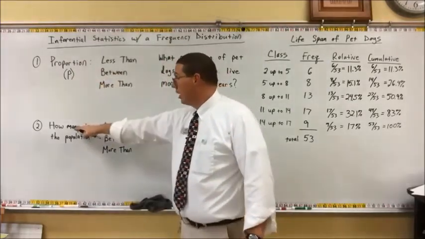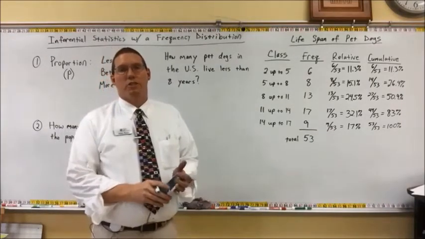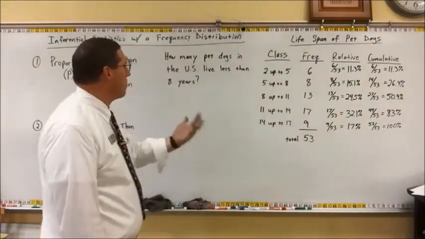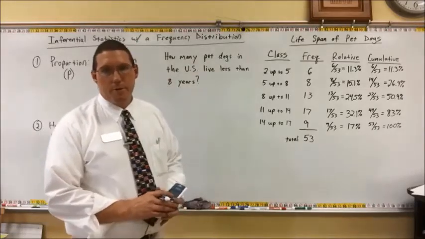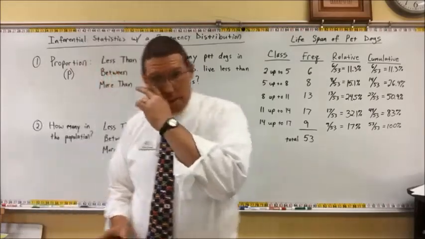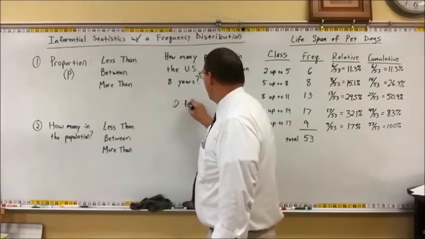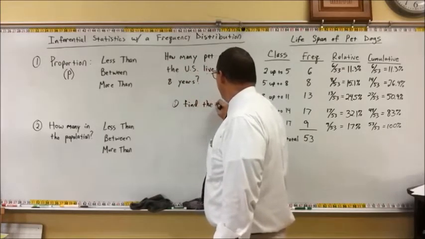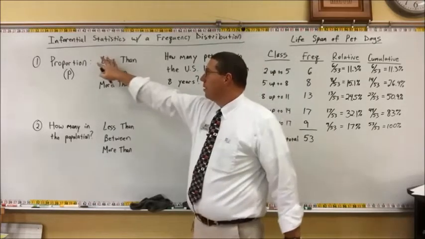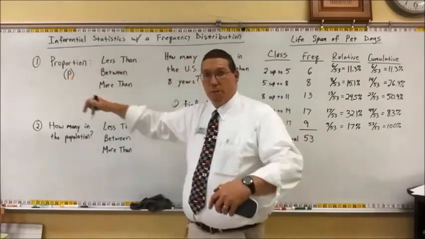Now we're going on to understanding how many in the population. All right, so how do we answer questions about how many in the population? This question says how many pet dogs in the U.S. live less than 8 years? The way that we do this is a really simple process. We need 2 things, okay? Step 1 is to find the proportion, which we just learned how to do. Basically, we would find the proportion less than 8 years. So we would have to do this first thing first.